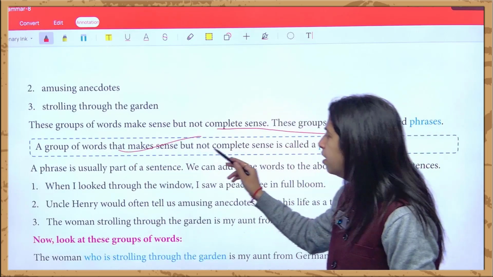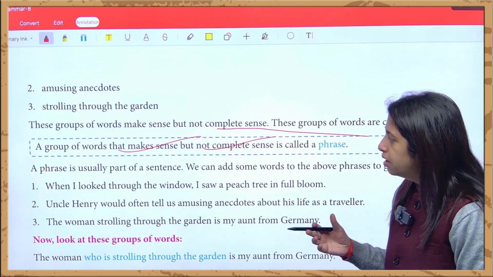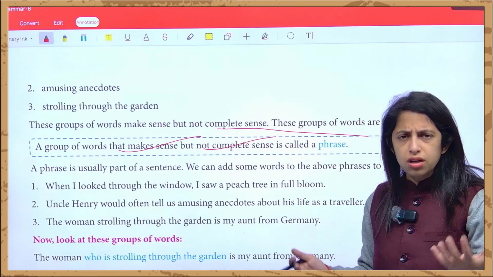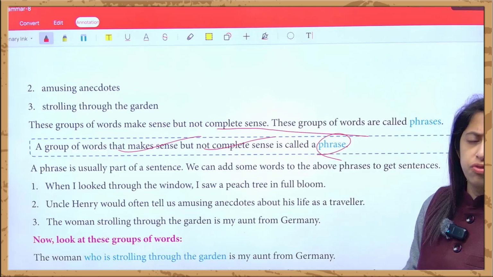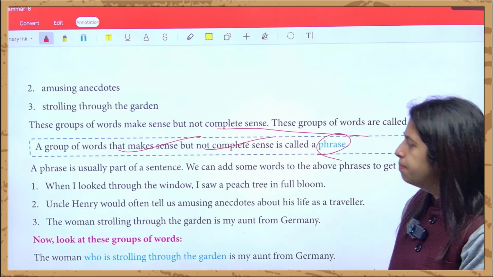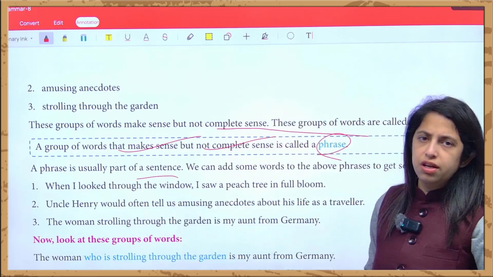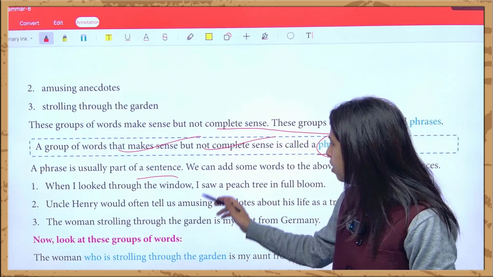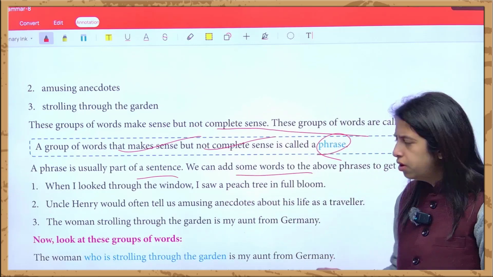A group of words that makes sense but not complete sense, what do we call it? Phrase. The difference between a phrase and a sentence is that a phrase is usually a part of a sentence. A phrase is a part of a sentence. We can add some words to the above phrases.